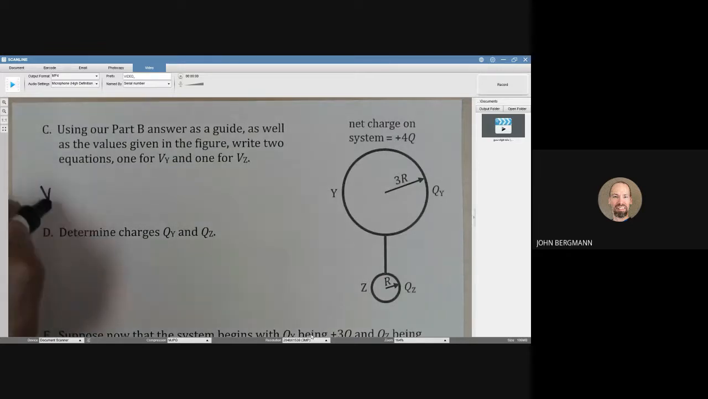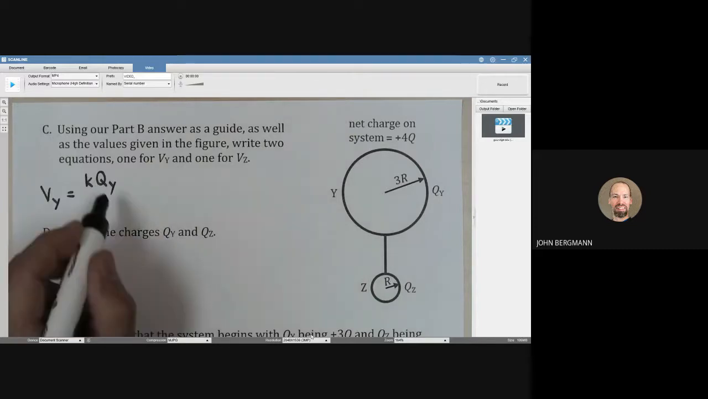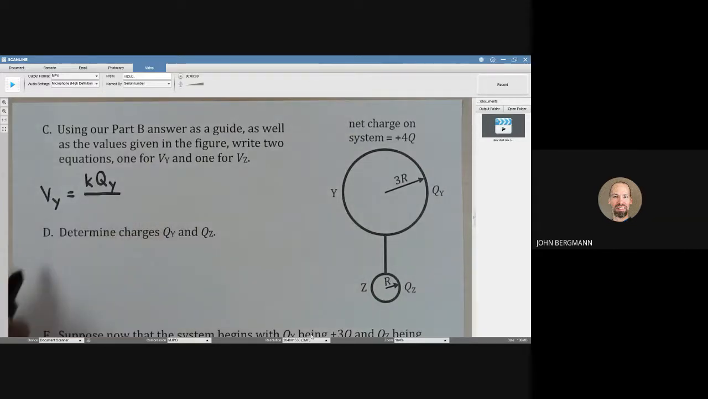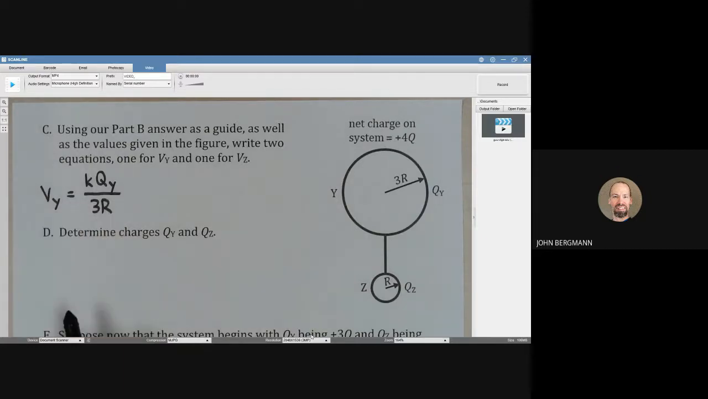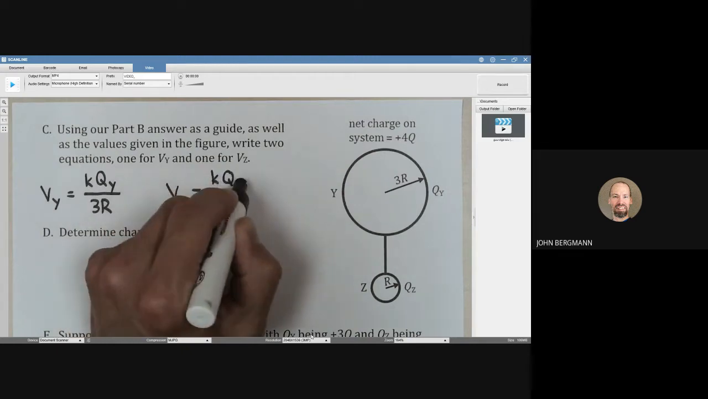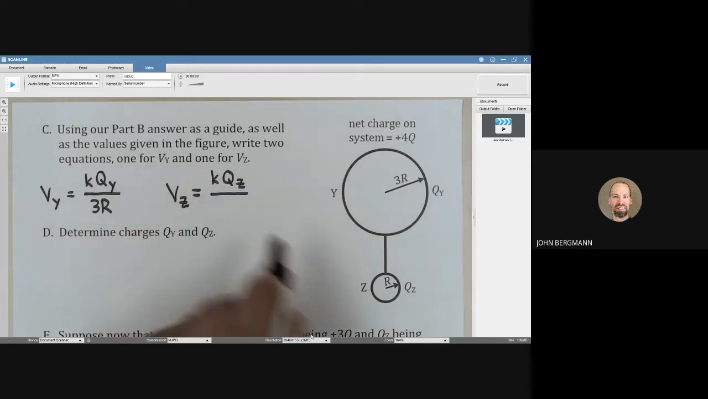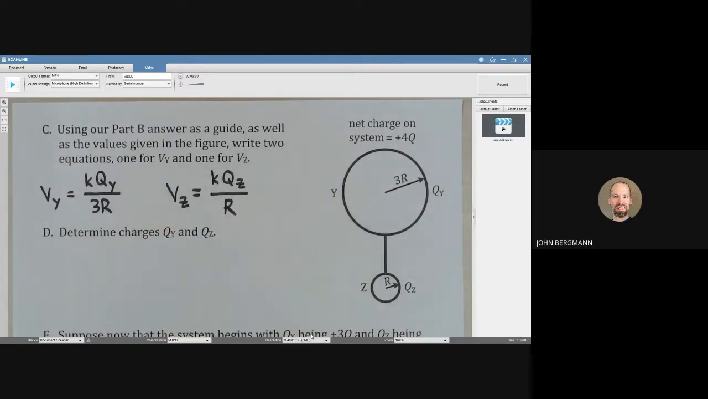The potential for sphere y, which is the upper one, is going to be k times the amount of charge that y has, which we don't know, but we know that its variable is q sub y, divided by the radius, which is given in our figure as 3r. And Vz, potential for sphere z down here at the bottom, is going to be k times the amount of charge that z has, which again we don't know, we've just assigned it the variable q sub z, divided by its radius, which is merely capital R.